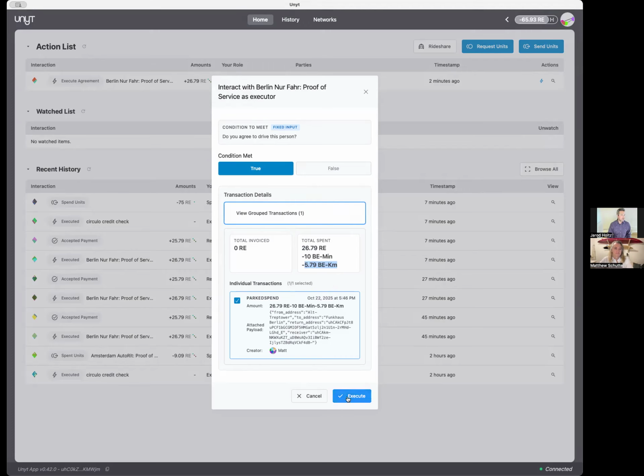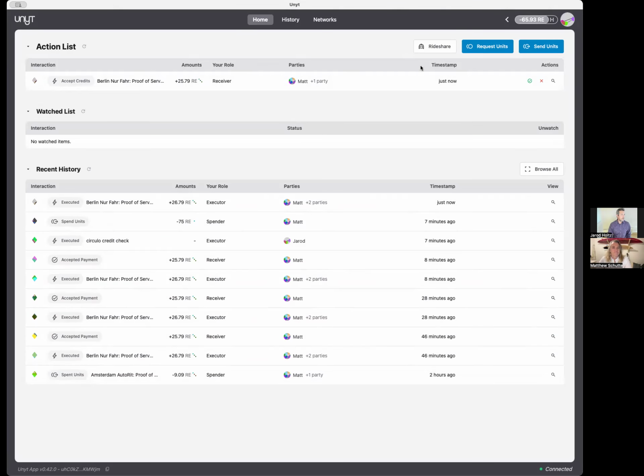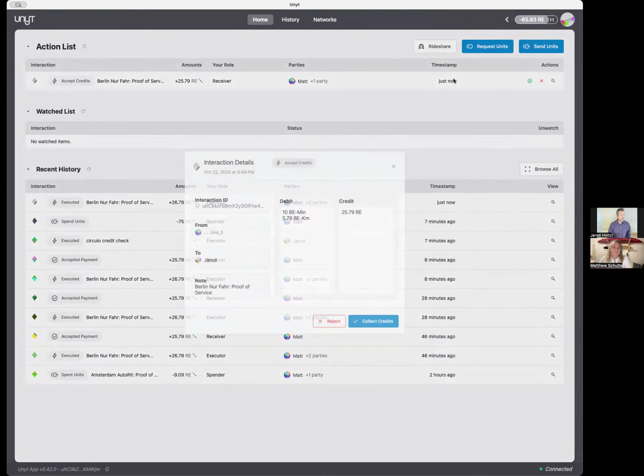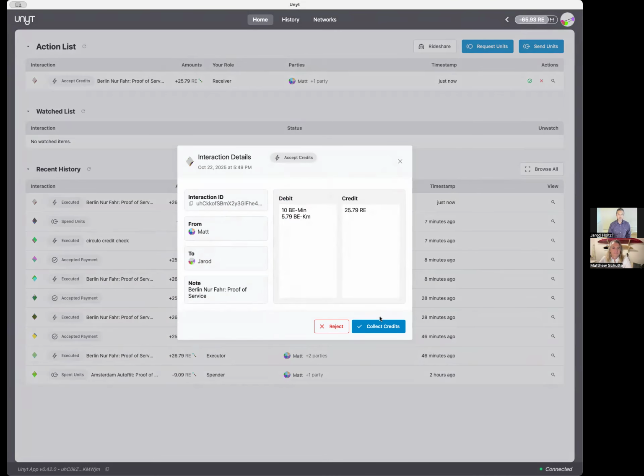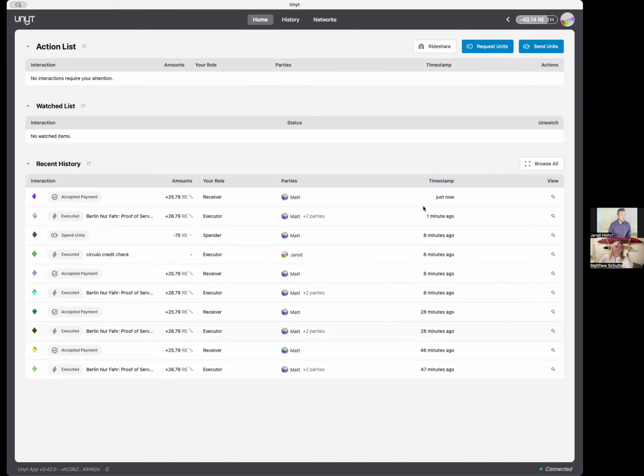And so then I can click execute. Anything else you want to point out here, Matt? Nope, I think that's good. Okay. So in other words, I execute here, and then it actually comes in as a credit. And so here I can actually collect the credits. So it's a two-part step in this case and how this is set up. The executor could be another party, not just the driver, but in this case, it's also the driver. So you can see this little note just says that there's a proof of service, which was my true, or my yes, on the previous smart agreement. And now I can just collect the credits, which will go immediately into my balance, which bumped up a bit.